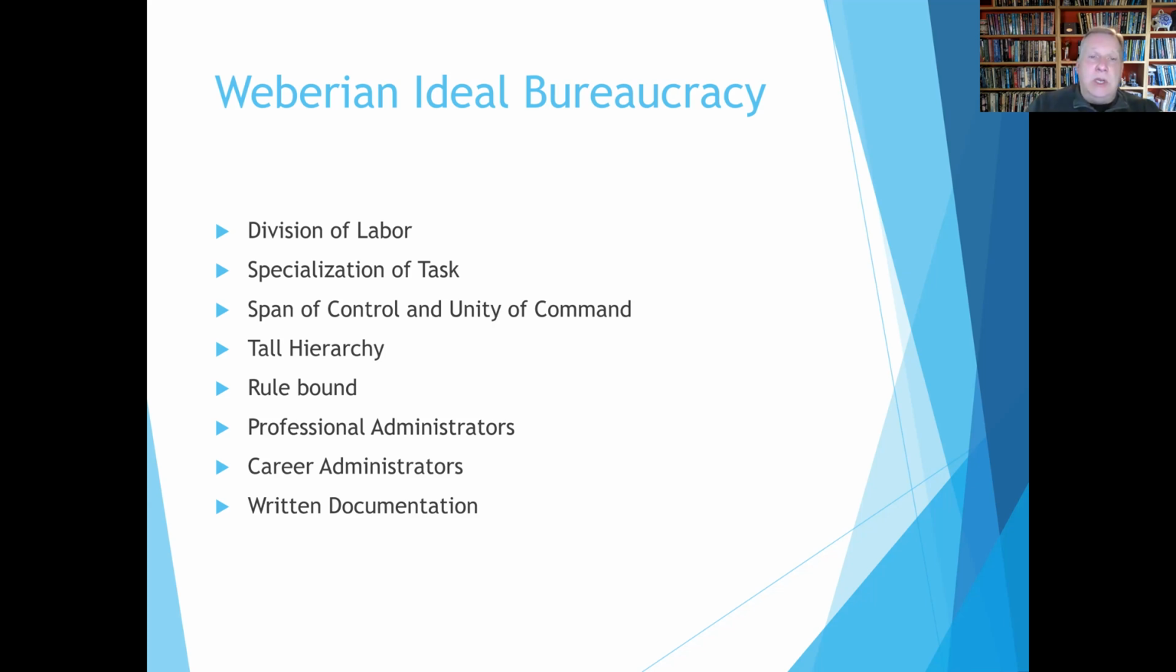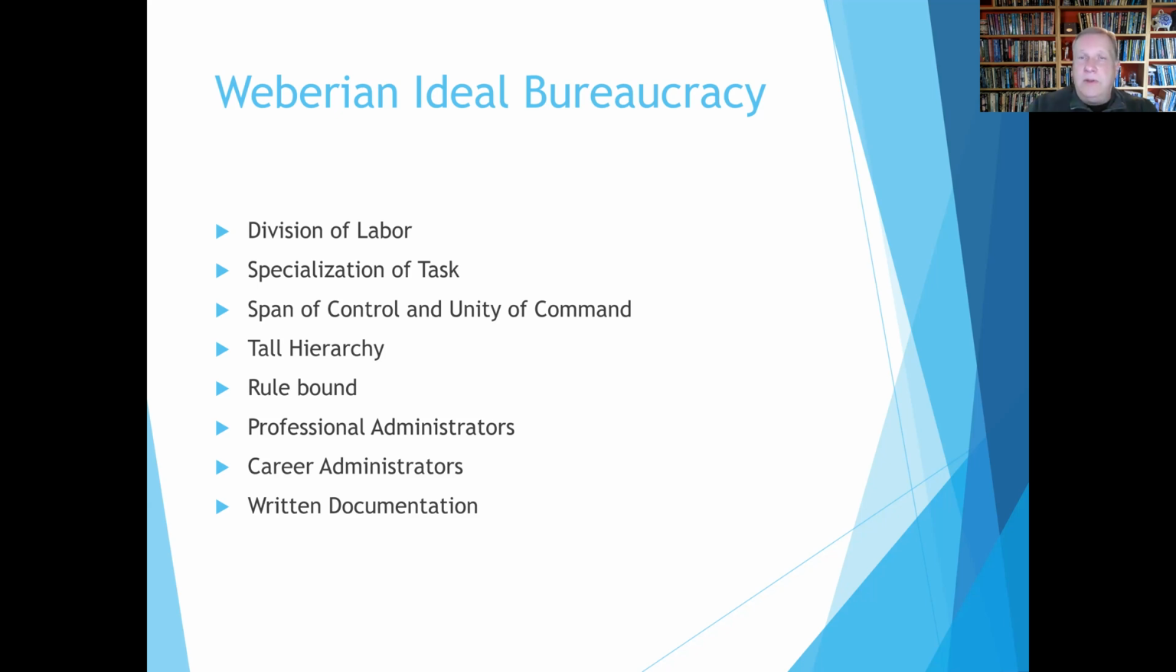Everything in that organization is bound by rules, regulations, and policies. So you have policy manuals, procedure manuals, and people adhere to those policies, those procedures. The people who work in an ideal bureaucratic structure are professional administrators who are there for a career. They are committed to the organization. They're not free agents who are there for a year and then moving on. They are professionals who are committed to that organization.